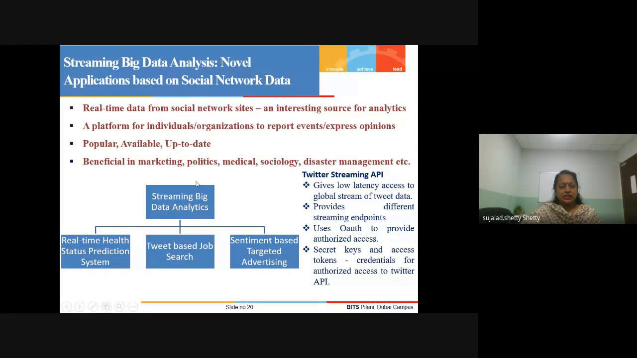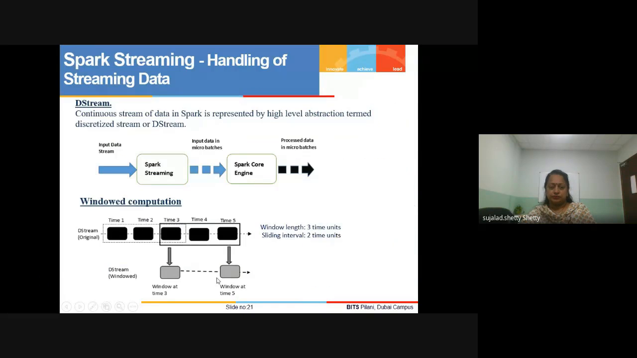In this case, you can have streaming big data analytics, and here we have worked with three different applications. One is real-time health status prediction. Second is a tweet-based job search. Third is targeted sentiment analysis or advertising. These are different applications that were built using Spark.